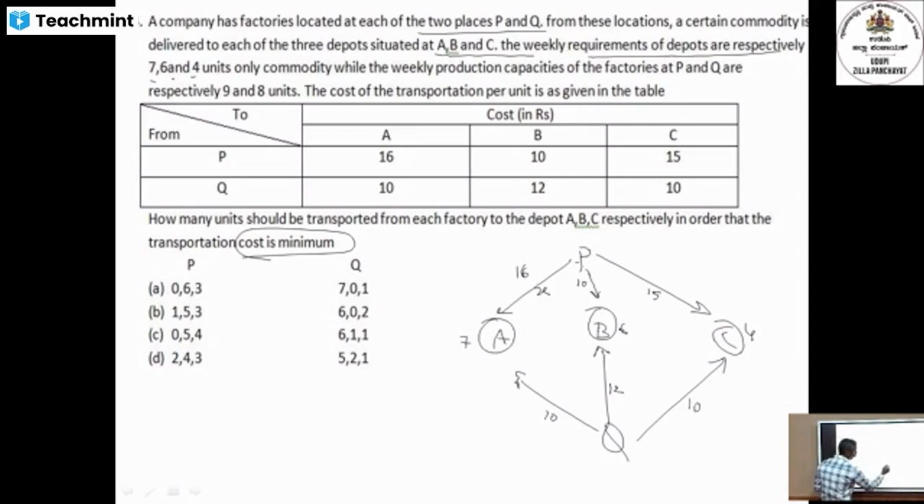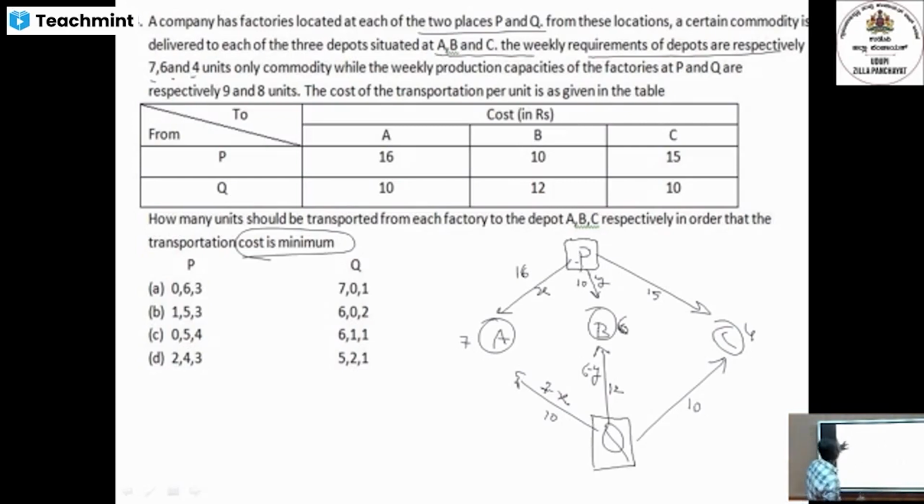So if you allocate X units to depot A, then Q should allocate only 7 minus X to the A depot, because X units are already allocated from P to A. Now from P to B, you allocate Y units, then 6 is the requirement, so Q will be allocating only 6 minus y. Since P has allocated x and y, P has got some quantity.